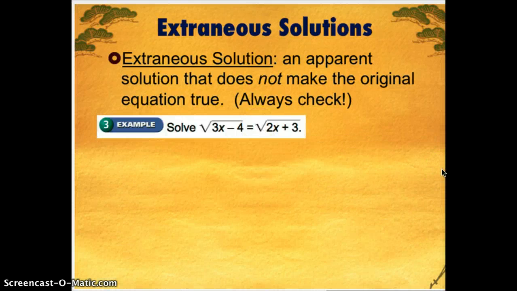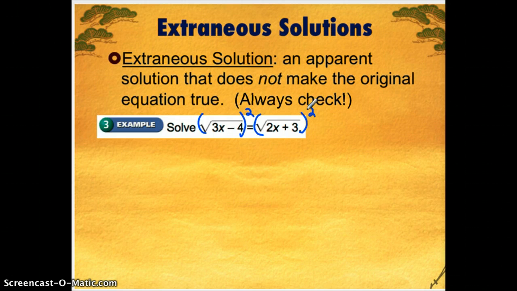Here's going to be an example of this. Okay, so we're going to solve the square root of 3x minus 4 equals the square root of 2x plus 3. So this time, I have a radical on both sides, but thankfully they're already both alone, which is nice. I'm allowed to square both sides here.